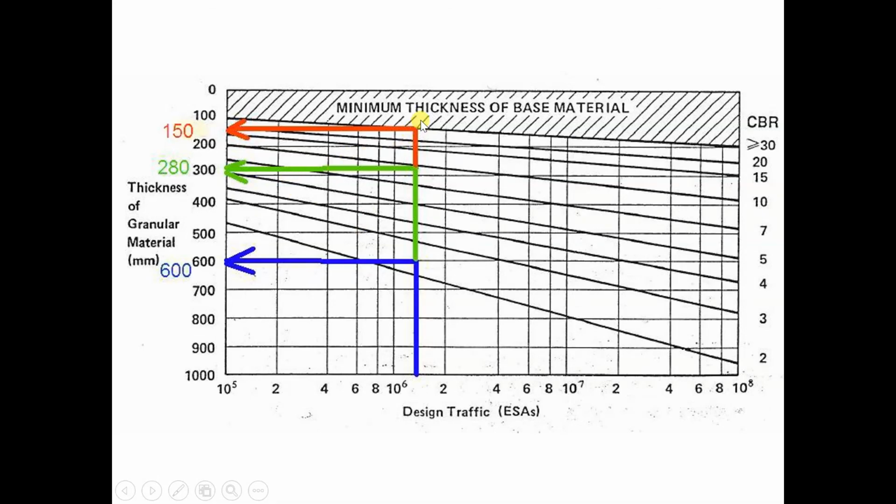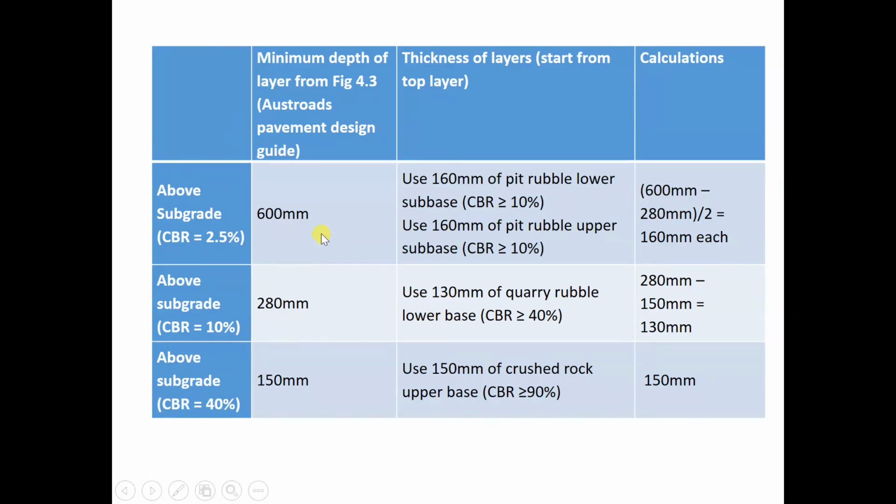40, because the most you can go is 30. So it's 150. So what we do is the top layer is 150, and we start from the top. If you have a CBR of 40%, even though the highest you can go is 30, then you only need 150 mm thick of pavement material. So the top one is 150 thick, supported by the bottom part, which is 40%, which incidentally is called the sub base.